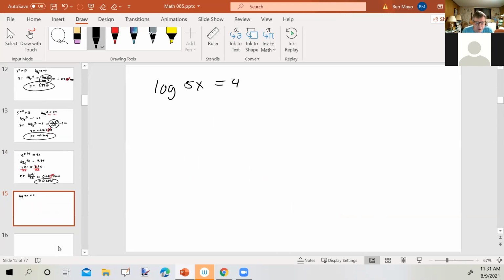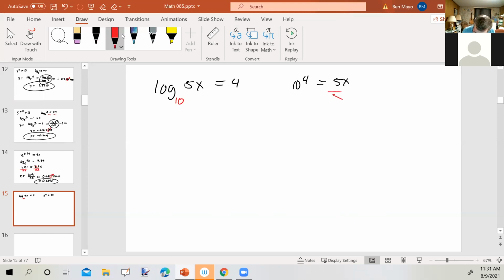Keep in mind, this is common log or log base 10. Even though there's no base written, there is an implied 10 there. Also remember back towards the beginning of this chapter, I said, when you're solving a logarithmic equation, there's a good chance you'll change it into an exponential equation to solve it. When you're solving an exponential equation, there's a good chance you'll change it into a logarithmic equation to solve it. We're going to take this logarithmic equation and write it as an exponential equation. It's going to be 10 to the 4th power equals 5x.